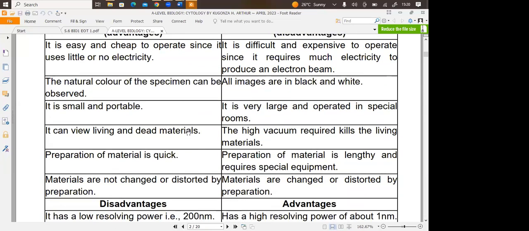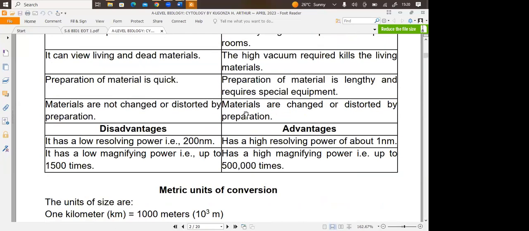Electron microscope, you see, has high resolving power. That is an advantage. It has high resolving power and a high magnifying power. So that is where my answer could be, either because it has a high resolving power or because it has a high magnifying power.